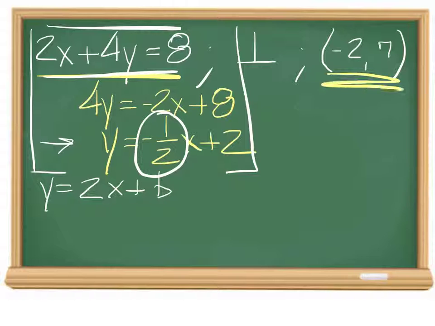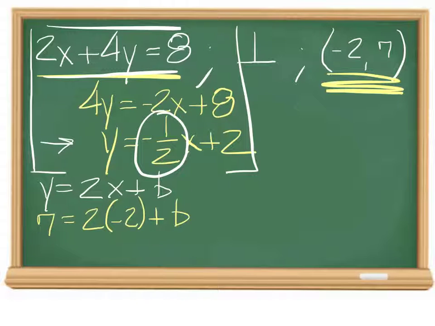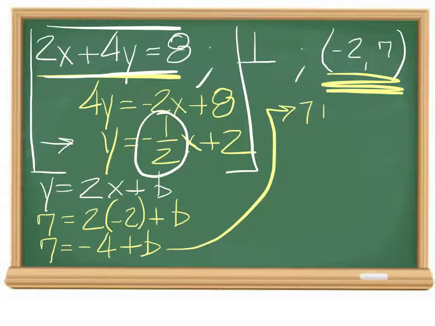Now plug in this point, negative 2, 7. Put 7 in for y and negative 2 in for x. So 2 times negative 2 is negative 4. And you would have to move that negative 4 over to the left and make it plus 4. And simplify to get 11. Insert this into the B for the new equation you have made to get y equals 2x plus 11.